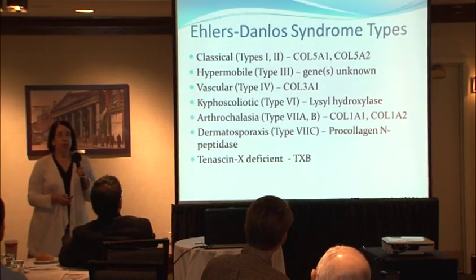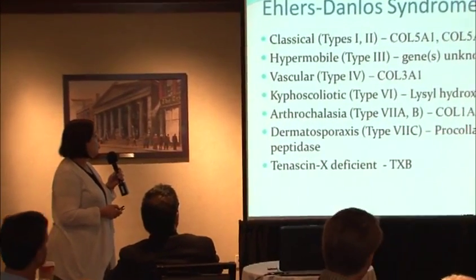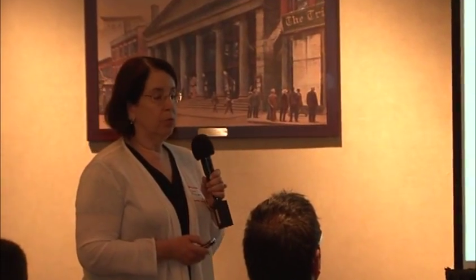Now, there are multiple different types of Ehlers-Danlos Syndrome. The most common ones are the first 3 that are listed on this slide. The classical, which in the old nomenclature were types 1 and 2, and classical Ehlers-Danlos Syndrome is caused by type 5 collagen mutations. The hypermobile type, or in the old nomenclature type 3, the gene is still unknown. And then the vascular type, which used to be called type 4, is caused by mutations in type 3 collagen.